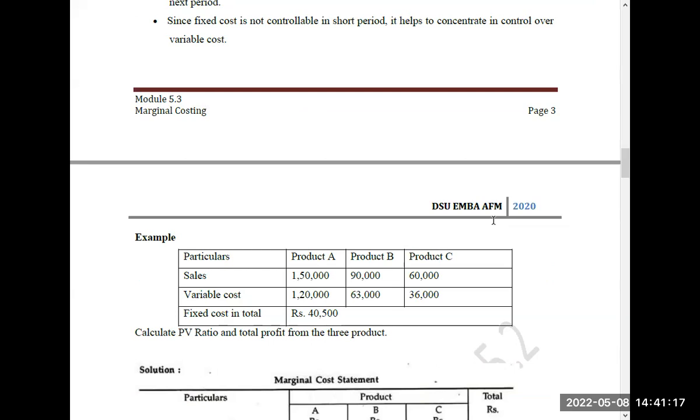Find out for B. What is the PV ratio for product B? 30%. What is the PV ratio for product C? 40%.